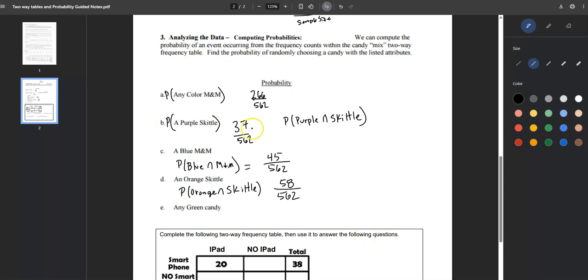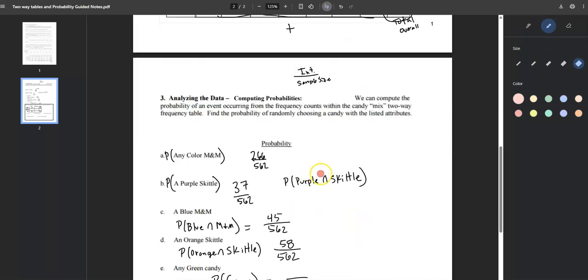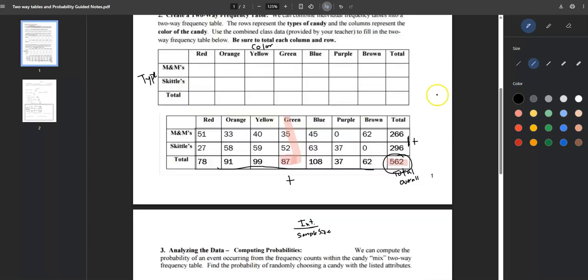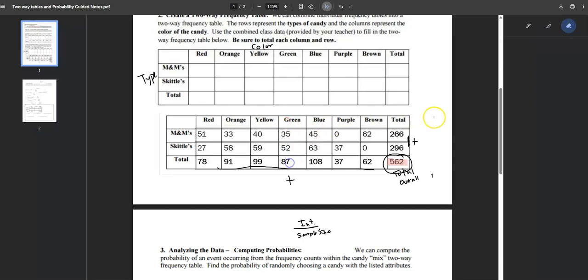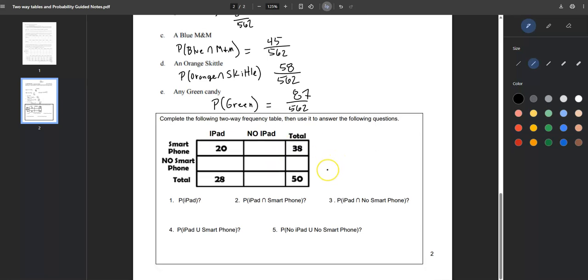And then this last one, just the probability of getting a green candy. Again, out of 562, because that's what we're going out of. So if I look at just the greens, that's going to be this 87. So this would be 87 out of those. Okay? So that's how we go about reading those tables and answering those questions. So let's just look at this all together.